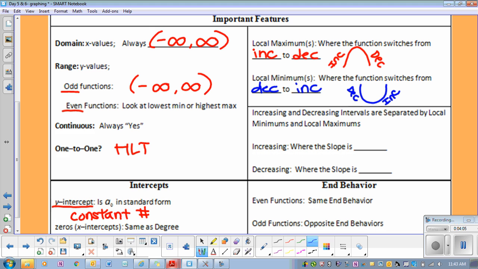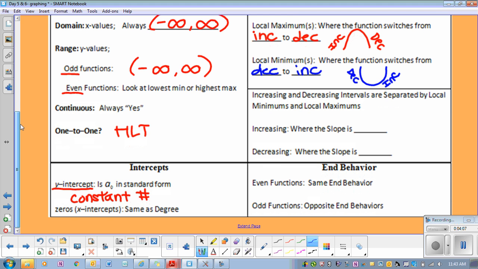Okay? Your increasing and decreasing intervals are separated by these local minimums and local maximums. When we looked at quadratics, there was only one maximum or one minimum. But now that we have a bunch of terms, you can have like 2 maximums and 1 minimum. You could have 2 minimums and 1 maximum. You see what I'm saying?